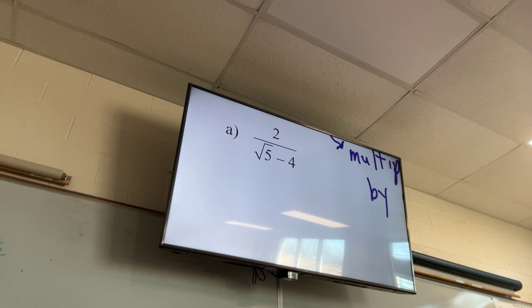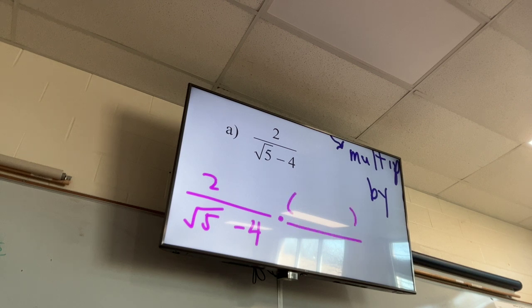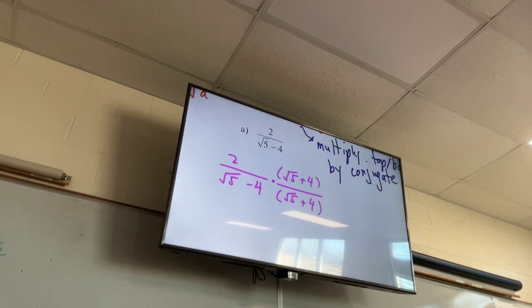So I'm going to multiply the top and bottom of this first problem by what? What's the conjugate of the bottom here? And I'm going to use parentheses. It's going to be root 5 plus 4. Okay, so I'm going to distribute the top. 2 times root 5 is 2 root 5. 2 times 4 is 8.